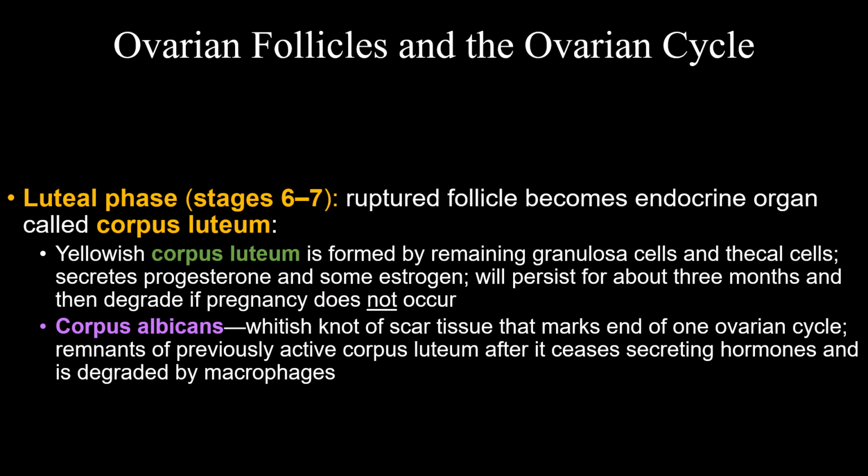The second step is when levels of hormones secreted by this corpus luteum begin to decline, macrophages within the ovary invade this corpus luteum and degrade it, while fibroblasts will lay down collagen fibers. This reduces the corpus luteum into a structure called the corpus albicans, which is essentially a whitish knot of scar tissue. And this event marks the end of one ovarian cycle.